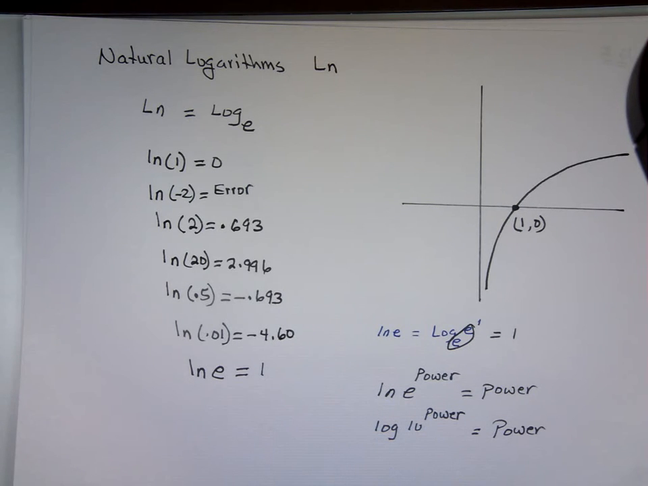The third one is 0.693, not 0.659. Which one? ln of 2. What'd you get? 0.693. 10 to the minus 3 probably you have there. Do you have e to the minus 3 on your calculator?